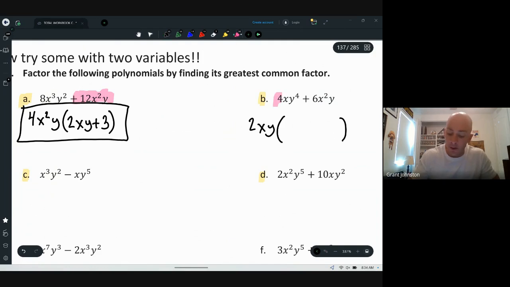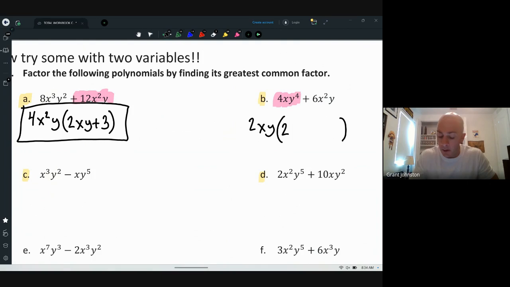So if I factor a 2 from a 4, I'm going to need a 2 here. If I factor an x from an x, there's not going to be an x term in there at all. If I factor a y to the 1st from a y to the 4th, I'm going to have y to the 3rd. I'm going to need a 3 here. Factor out an x from an x squared, I'll just have a singular x. And I'm not going to have a y, because if I factor a y from a y, there won't be a y in there.